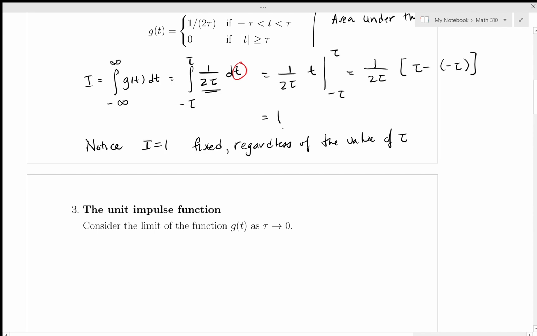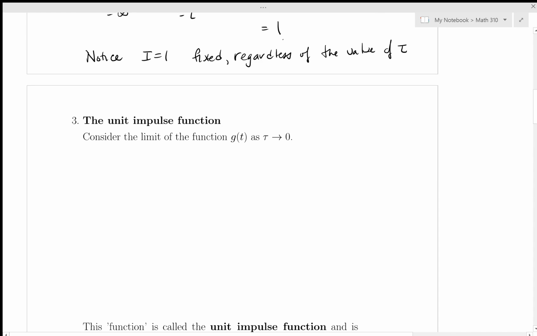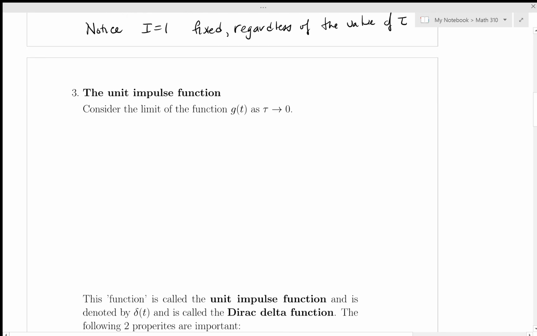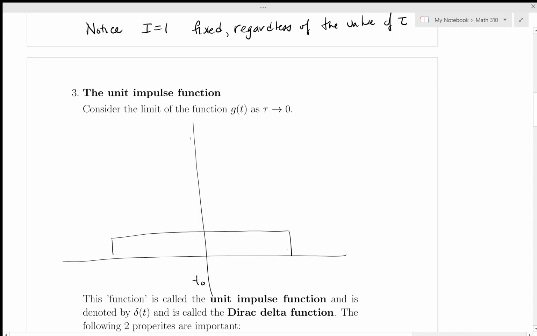Okay, so for that reason we call that the unit impulse function. Now what we're going to do is take a look at what happens when we take the limit as tau goes to 0. Visually, I'm just going to draw a picture of what this looks like. We have some value t naught here that we're going to center the function on, and we have a function that looks like this, and this value here is minus tau, and this value here is tau, and this area, the black hash marks here, that area is 1.